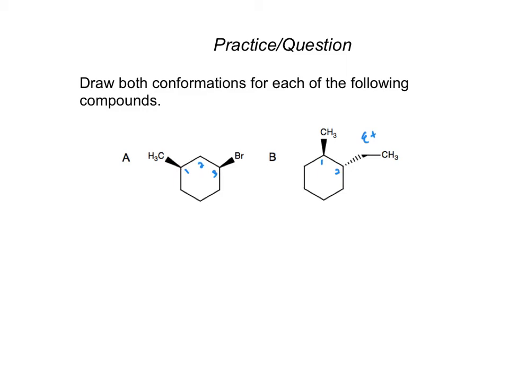Okay, so go ahead and give this a shot. For both A and B, you're going to draw 2 different conformations, depending. So you should overall get 4 different chair structures out of this. Okay, so give it a shot, push pause, and then come back, and I will draw out the answer.